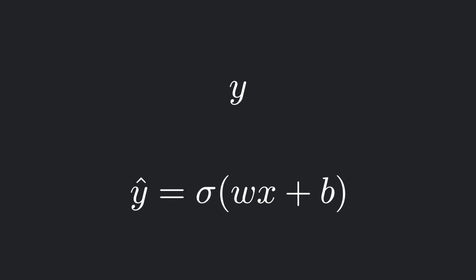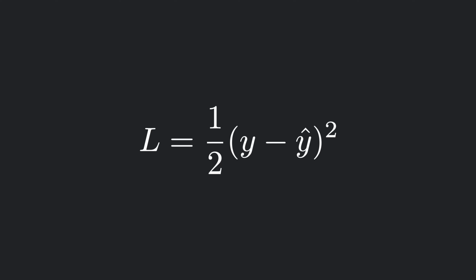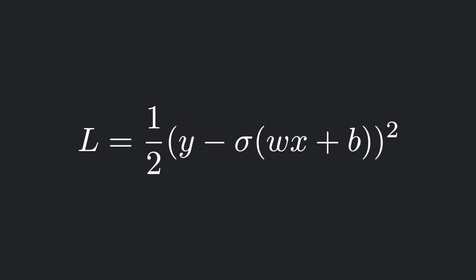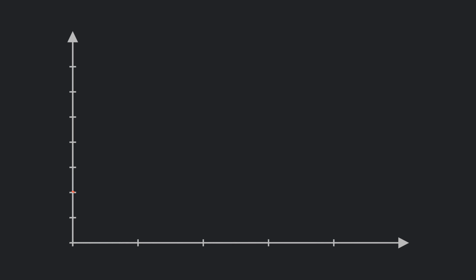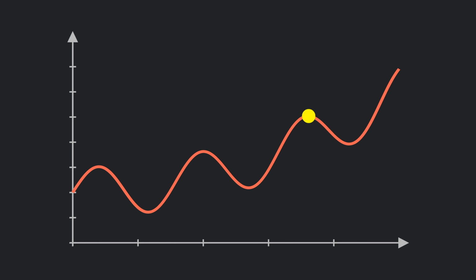In linear regression, we used to calculate the loss by taking the squared difference between the predicted and actual values. But here's the catch. If we try to use that in logistic regression, the loss function becomes non-convex. This means it can get stuck at local minima rather than finding the true global minimum.